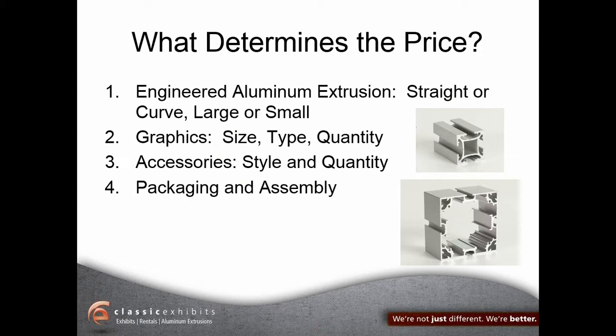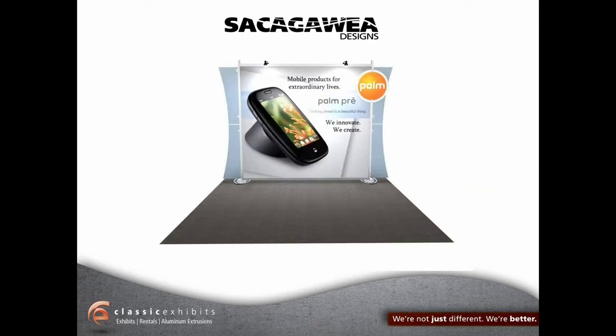So what determines the price? Again, very simple. It's what extrusion is used. Is it a large extrusion or small extrusion? Is the extrusion straight or bent? Bent extrusion is more expensive than non-bent. Smaller extrusions are cheaper than larger extrusions. Graphics: how large are the graphics, how many are there, and what type? The larger the graphics and the more of them, the more it adds to the cost. Accessories: the style and quantity of accessories, and the packaging and assembly. So the reason Visionary Designs is more expensive than SACAGAWEA is that all of those elements I just talked about go into that determination.